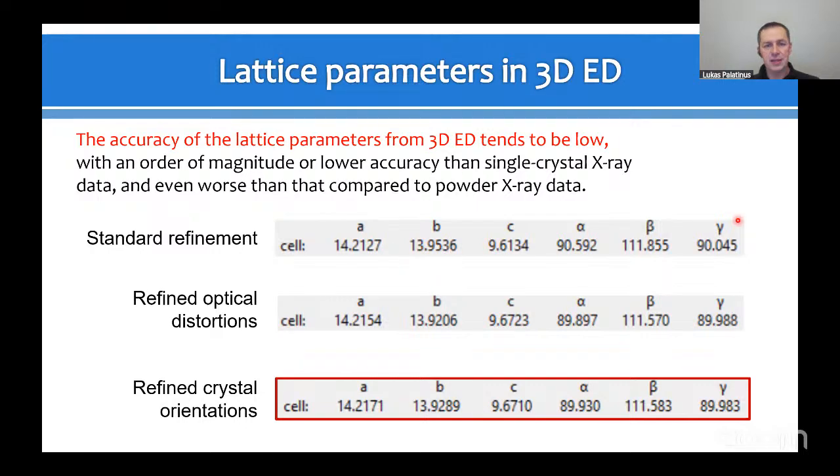This is a monoclinic cell, and you see that with the standard refinement, the alpha angle is more than 0.5 degree off. Now, after refining the optical distortions, suddenly this is not 0.5 degree off anymore. It's almost 90. This is almost exactly 90. And then after refining the crystal orientations, in this case, there was very little change, but this angle becomes even closer to 90 degrees. So here we are within, let's say, 0.07 degrees away from a perfect 90 degrees angle.